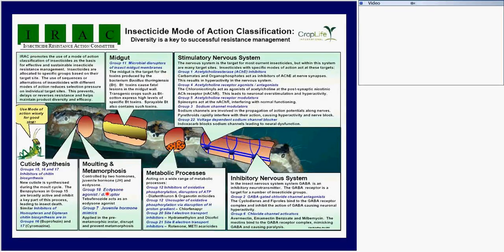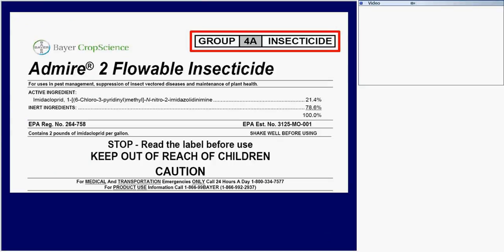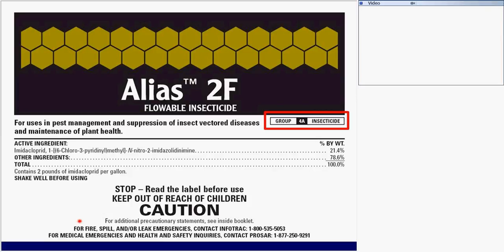They have different targets. They're chemically different, but they have the same target. But chemicals in group 18 are similar to each other, and they should not be rotated. Okay, so most, if not all, labels right now have this group on them. So this is Meyer. Active ingredient is imidacloprid, group 4A, right on the front page of the label. Imidacloprid, same active ingredient, same group.